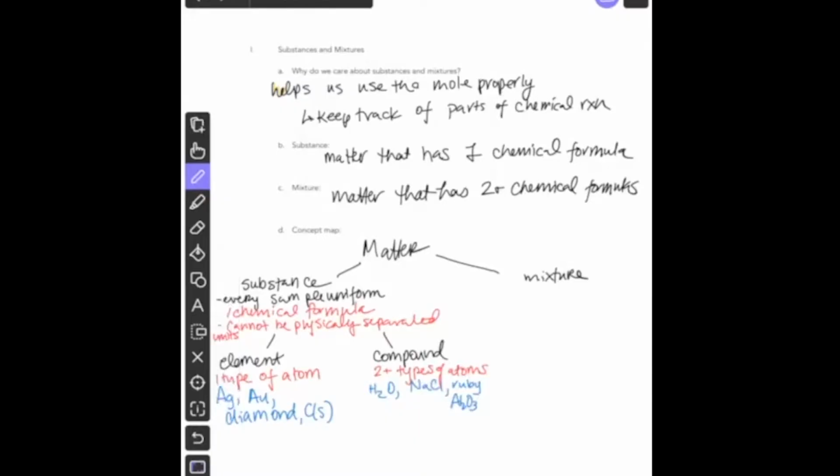Mixtures are where you mix two or more substances together. And when we use the mole in mixtures, as we'll see in the last video, things get a little more complicated, but we can do it sometimes. The parts are not chemically connected to each other, they don't have the same chemical formula, and they can be physically separated. Mixtures arise when the different parts have separate, unlinked, unrelated chemical formulas.